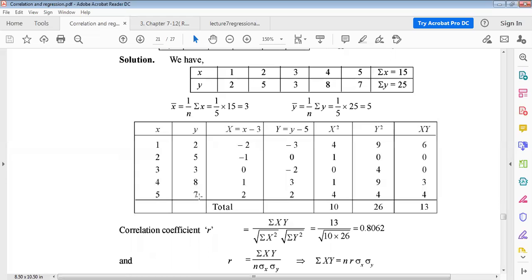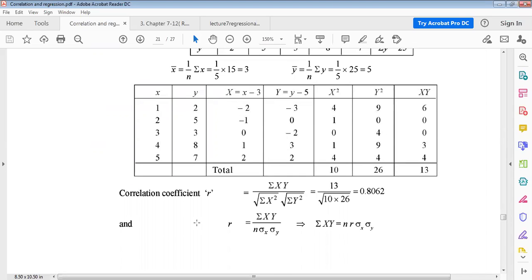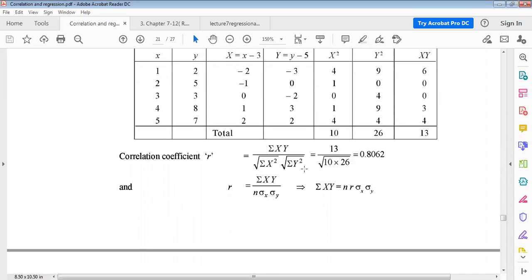So this is x data, y data, and capital X is the deviation x minus x bar, and capital Y is y minus y bar. Then X square and Y square, and the XY data. Now the correlation coefficient r equals what? Just putting in the formula from the previous lecture on correlation coefficient, which we must know, this will be 0.8062. This is a strong correlation, a positive relation also.